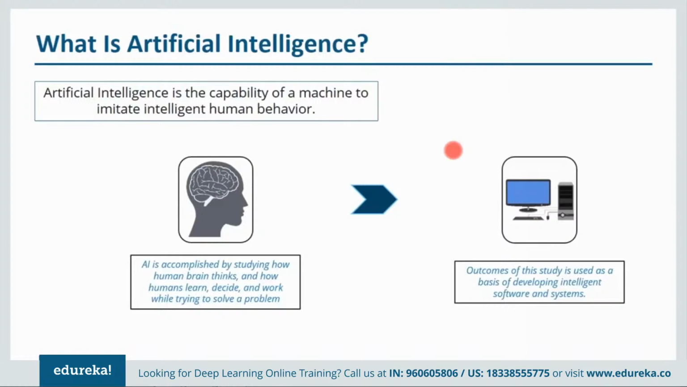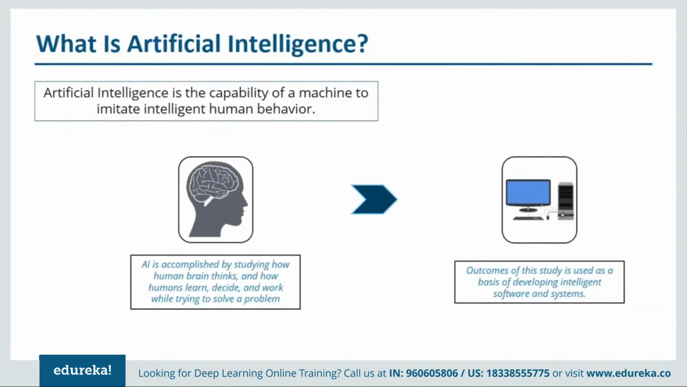Basically, we want systems and software in such a way that they can imitate human behavior. Artificial intelligence is accomplished by studying how the human brain thinks and how it learns, decides and works while trying to solve a problem. Then we use the outcome of this study as the basis of development of intelligent software and systems. So our major goal is to have systems or software that can imitate human behavior: the way they think, the way they decide, the way they solve a problem. In a similar fashion, we want our machines to do that. So this is basically artificial intelligence in a nutshell.